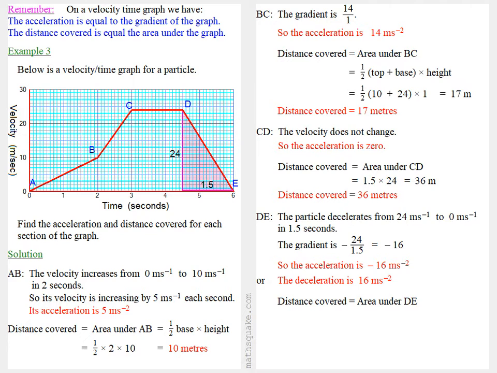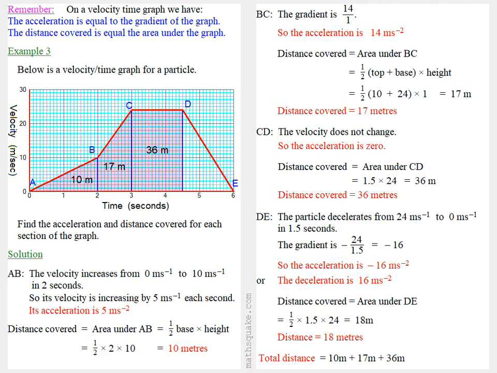Now the distance covered is the area under DE. This is a triangle, so it's a half times the base times the height, a half times 1.5 times 24, which is equal to 18. So the distance covered is 18 meters. So the total distance covered is 10 plus 17 plus 36 plus 18, which is 81 meters.